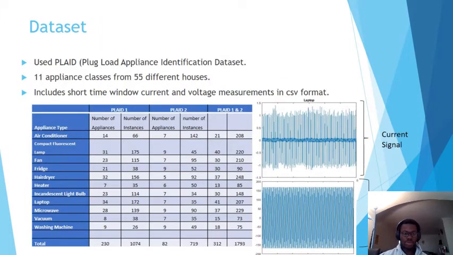In this diagram, I've shown the data set, which is basically a summary of the data which I've used, which is known as the plug load appliance identification data set, or commonly known as the PLAID data set, which has 11 appliance classes, and this data was recorded across 55 different houses in Pennsylvania. But at the right end, I have the current signal as well as the voltage signal right below it. Basically, these are instances of a laptop, which I've just shown as an example.